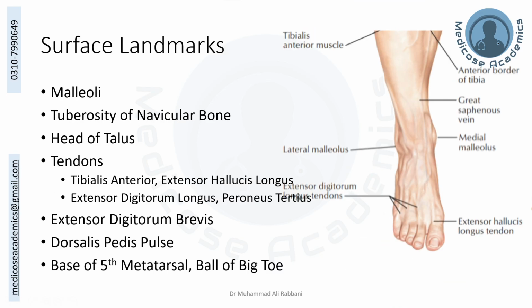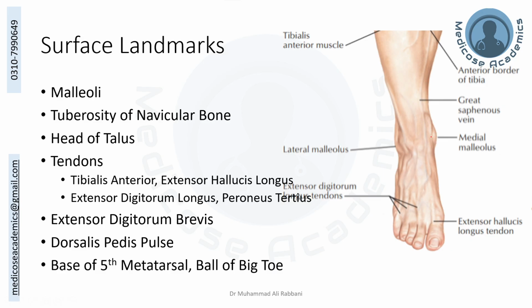So, surface landmarks of the foot include the malleoli, the medial and lateral one. The medial one will be a little more prominent. Posteriorly, they extend equally. Anteriorly, the medial one is more forward. Then, roughly here, anterolaterally about 3 to 3.5 centimeters, there will be the tuberosity of the navicular bone. And if you draw a line between these two, somewhere in the middle you will be able to find the head of the talus.